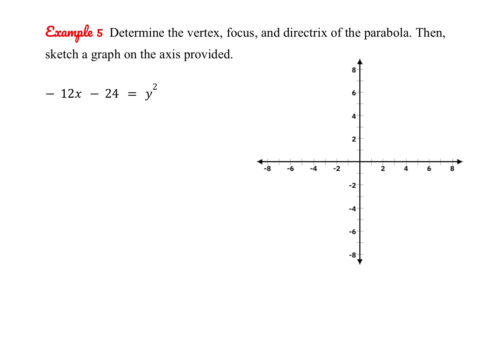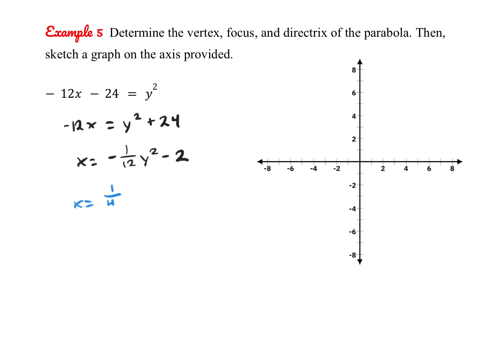Okay, let's try another one together here. So here I do need to isolate x. So I'm going to start by adding 24 to both sides. Then I'm going to divide both sides by negative 12. And remember, I'm dividing the entire side by negative 12, so don't forget to divide 24 by negative 12 as well. So for this one, we can see that we're in this form.